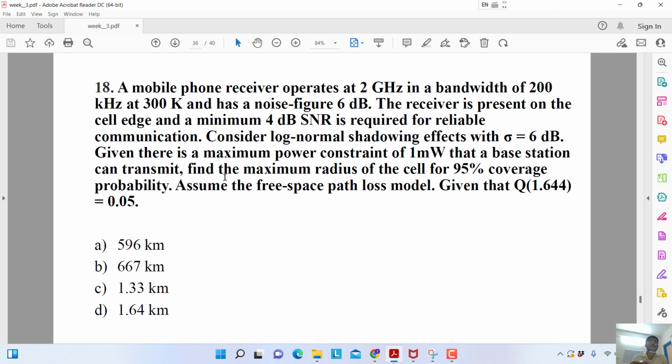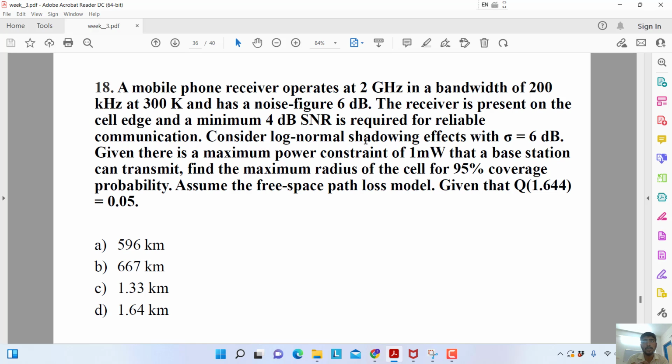Question number 18 is again a mathematical question. It is a little calculative. The question is: a mobile phone receiver operates at 2 GHz in a bandwidth of 200 kHz at 300 Kelvin and has a noise figure of 6 dB. The receiver is present in the cell edge and a minimum 4 dB SNR is required for reliable communication.